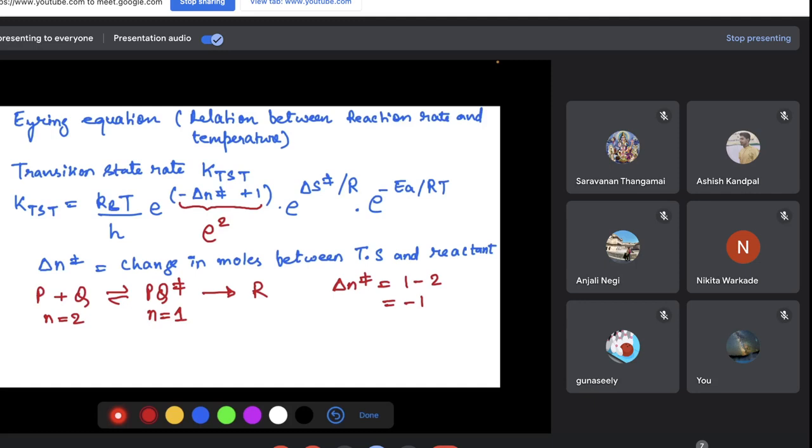Also, we need to find out the entropy term. For that, we have another equation called the Arrhenius equation, which also gives us the relation between the reaction rate and temperature. It is given as k is equal to A e to the power minus Ea upon RT. Correct? I will just write it here.